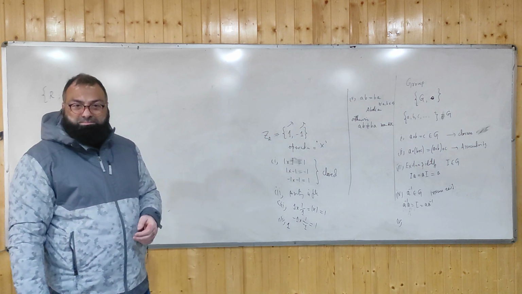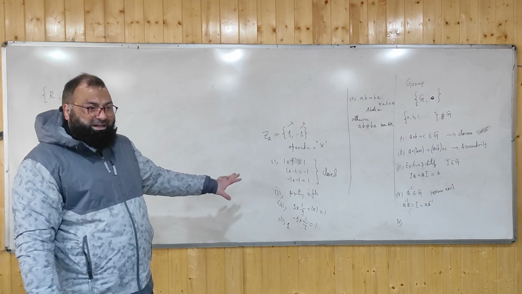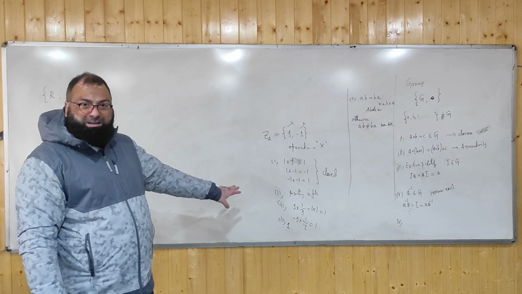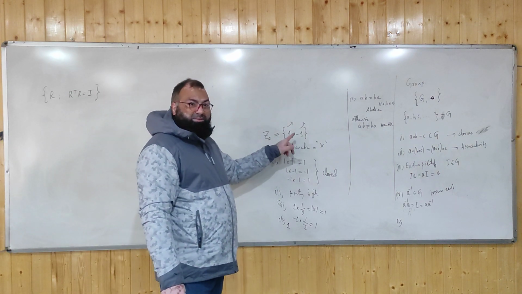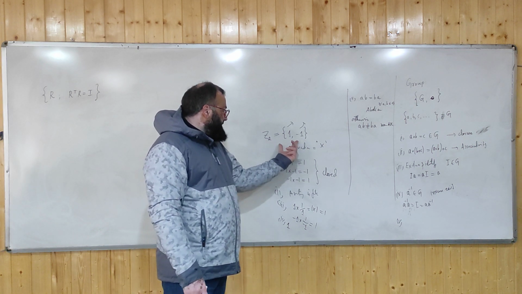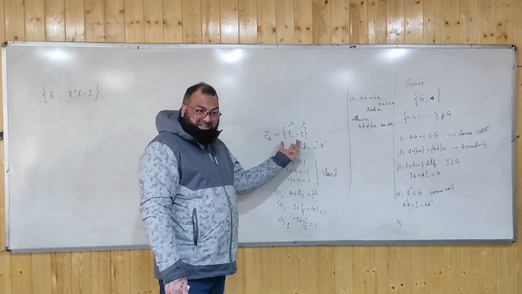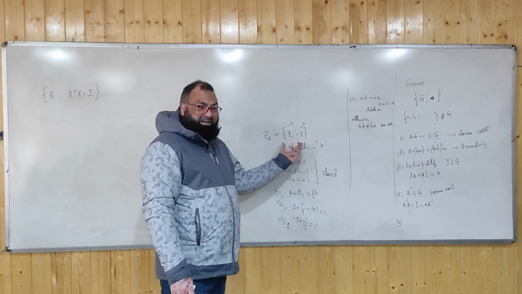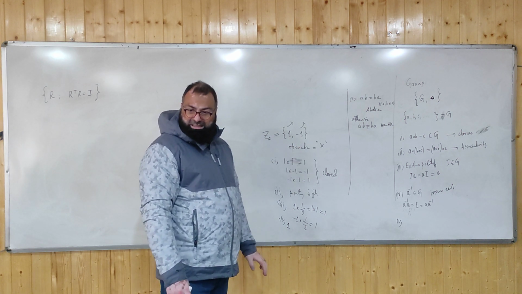Okay, so this forms a group, and it's an abelian group because elements commute with each other. 1 into minus 1 is the same as minus 1 into 1. So this is an abelian group. It's a discrete group because you have a finite number of elements. You can count them. Clear?